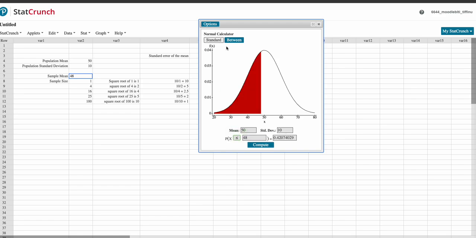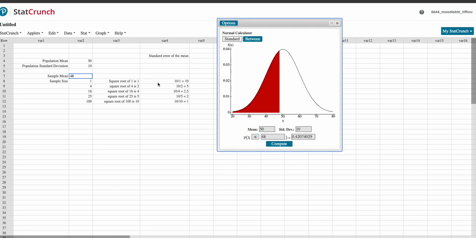So what happens when we ask more than one person? Well, we have to do what's called the standard error of the mean, and we have to divide by the square root of the sample size. So when I had one person, the square root of 1 was 1, and 10 divided by 1 is just 10. So with one person, nothing was different.